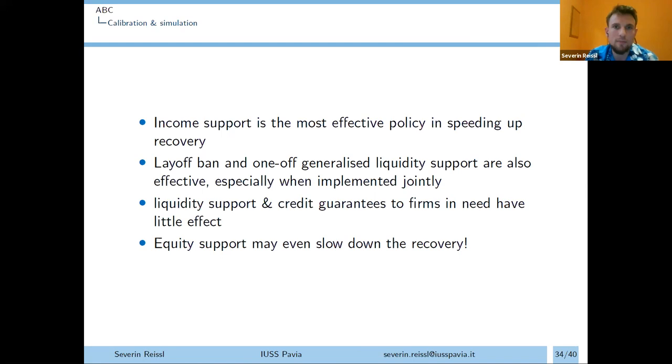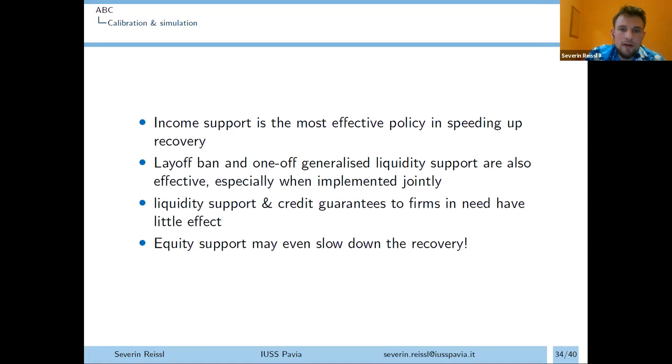Whereas, and this is something I'm going to come back to in the conclusion, if the firms go bankrupt and exit the model, they are at present, and this is something we are working on, immediately replaced by new firms, which tend, in fact, to be larger than the ones that exit. And this is a bit of a problem. This result with the equity support is a bit of an artifact of the underlying assumptions of the model, which we are not completely happy with, and that we are currently working on.